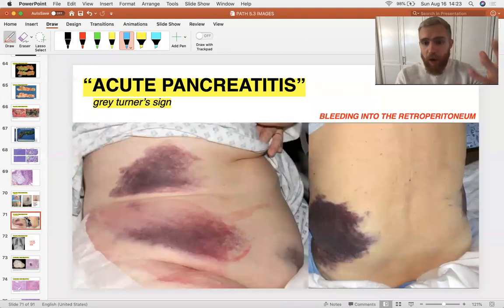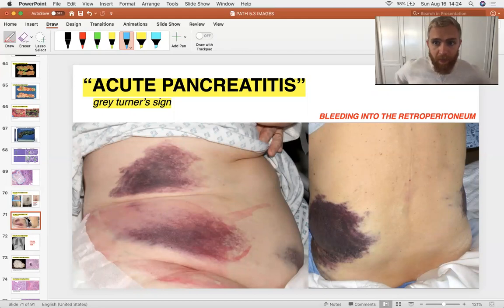And this is Gray-Turner's sign. I do understand why you'd see this with pancreatitis because, again, most of the pancreas is retroperitoneal. If you hemorrhage into the retroperitoneal space, it's going to collect at the back along the flank area because it'll go down and back, okay? And so that's your flank ecchymosis. If you're seeing this, it's really only going to be a pancreas problem or a kidney problem.